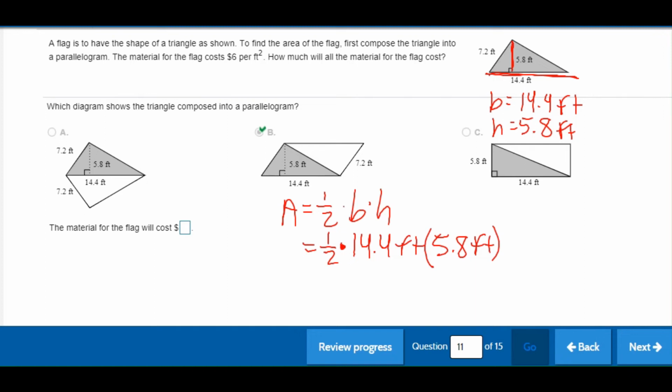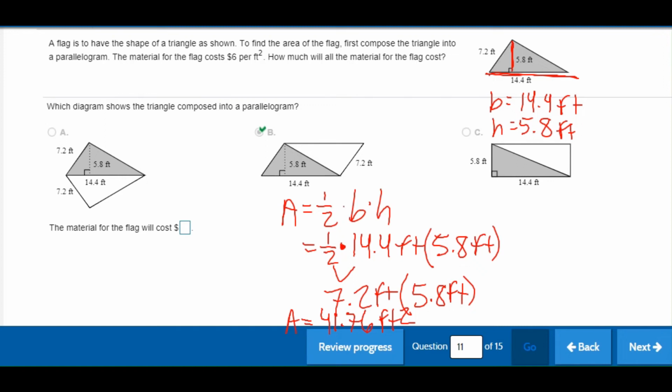So I need to take half of 14 4/10, which is going to be 7 2/10 feet. And then I need to multiply that by 5 8/10 feet. So times 5 8/10 feet. And I'm going to get an area equivalent to 41.76 feet squared.